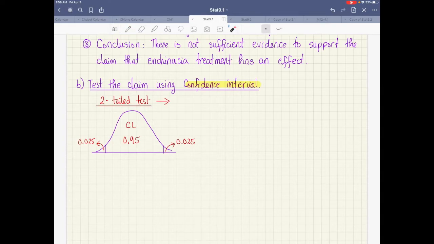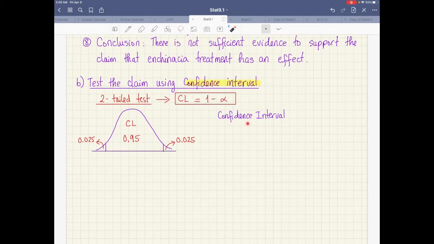The formula to find the confidence level in a two-tail test is 1 minus alpha. If you have a two-tail test and you have an alpha, in order to find a confidence level, you take 1 minus alpha. This confidence interval is the confidence interval for the difference between P1 and P2. And I will use StatCrunch to do this.